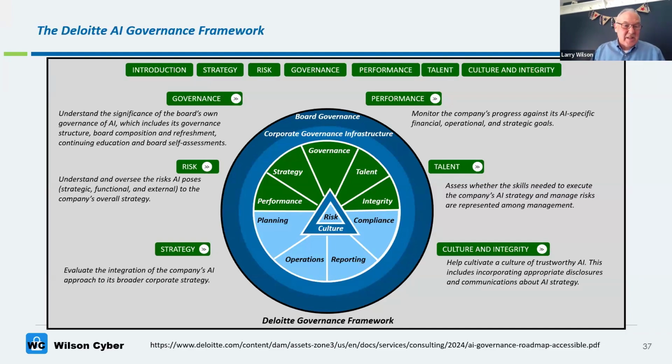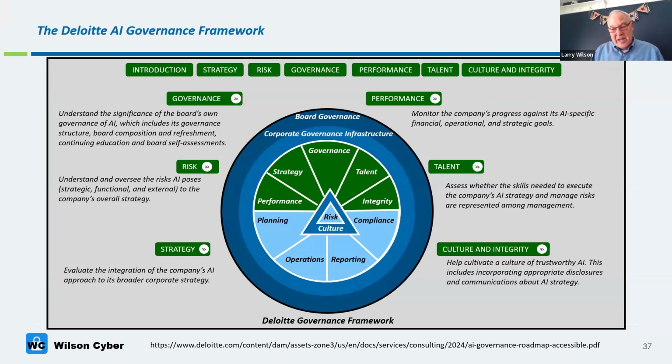Governance, understand the significance of the board's governance of AI, includes the governance structure, board composition, etc. Performance, monitor the company's progress against AI specific financial, operational, and strategic goals. At some point, we need to update our governance function, our AI governance function, or our AI council, whatever you want to call that, with the current state of security. That's what performance is. We tell them the current state of security. We want to measure talent. Do we have the skills to execute the AI strategy?